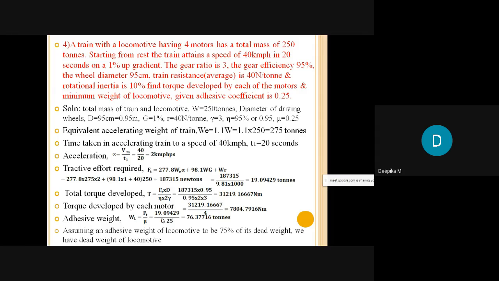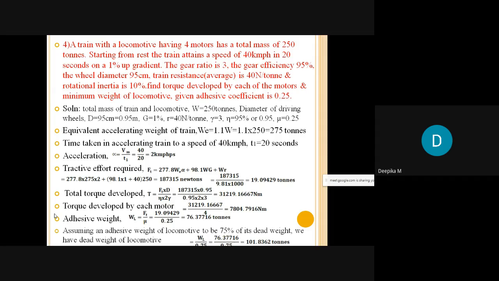which is nothing but 76.37716 ton. So next, assuming an adhesive weight of the locomotive to be 75% of its dead weight, we have the dead weight of the locomotive, correct? So here we also have to calculate the minimum weight of the locomotive, that is the dead weight of the locomotive. Hence we are assuming that adhesive weight of locomotive is 75% of its dead weight. Hence I could write as WL by 0.75, which is nothing but 76.37716 divided by 0.75, which is nothing but 102 ton, or 1.8362 ton. So this is actually the minimum weight of the locomotive.